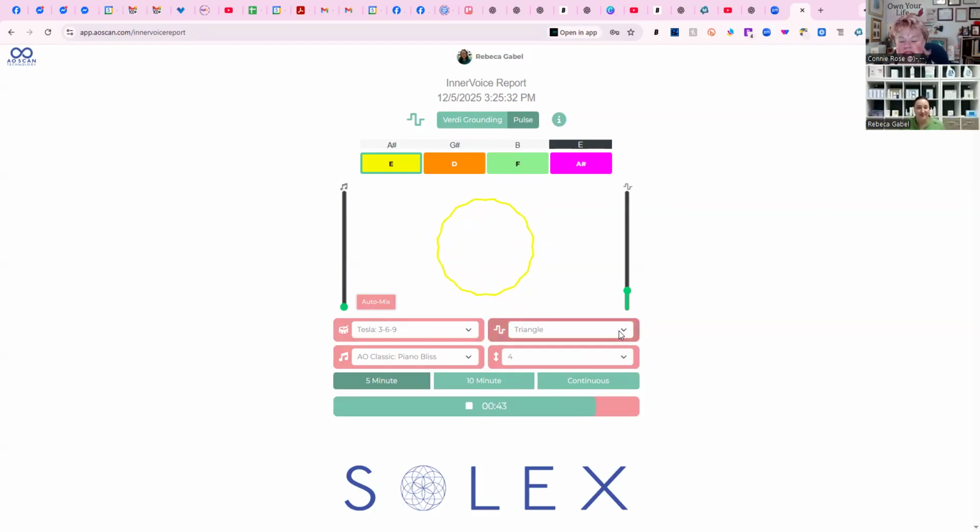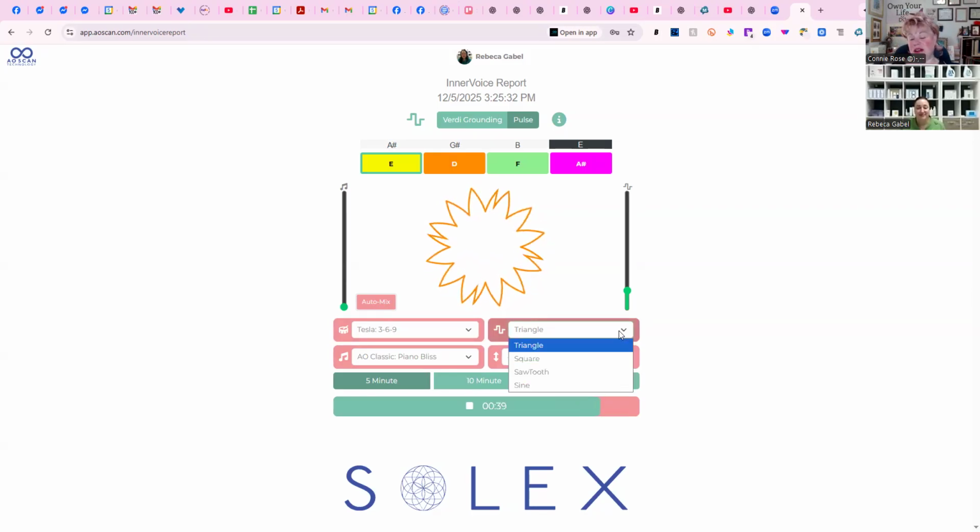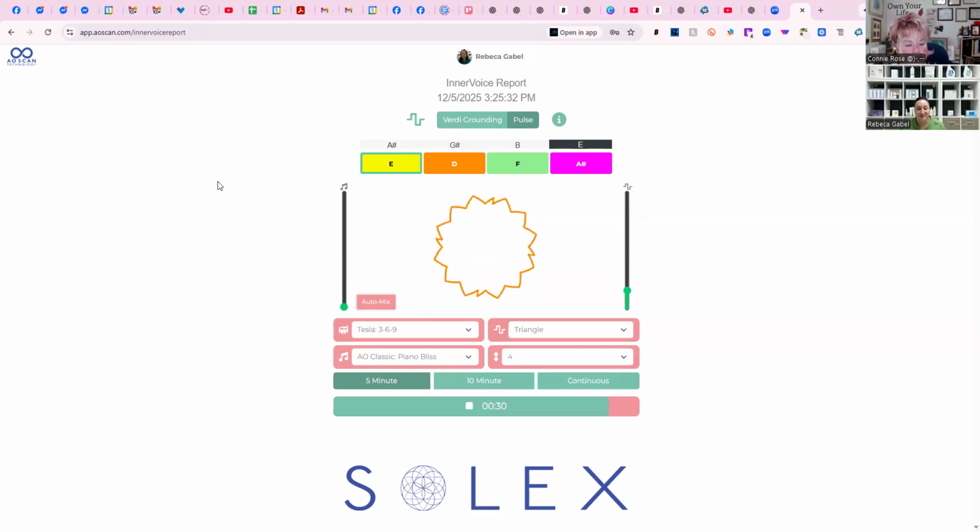Yes. Now, here's the fun part. These are the waveforms. The default is triangle. There's also square, sawtooth, and sine. Okay? I wasn't planning on doing this, or I would have had this up already. Let me pull up.